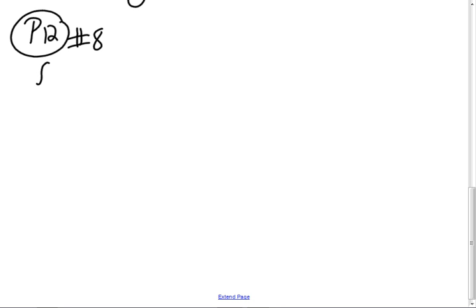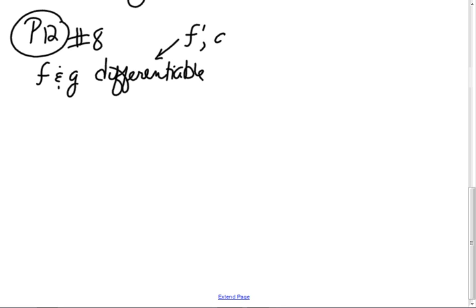And it says f and g are differentiable. What does it mean to be differentiable? Differentiable means you can find the derivative. That's all. F prime and g prime exist. Okay, and then we have some conditions. It says g of x is greater than 0.